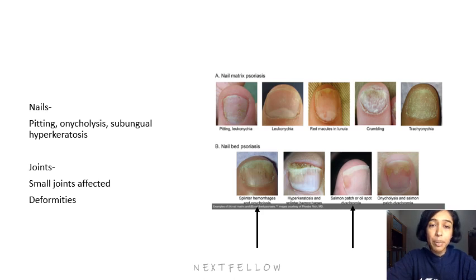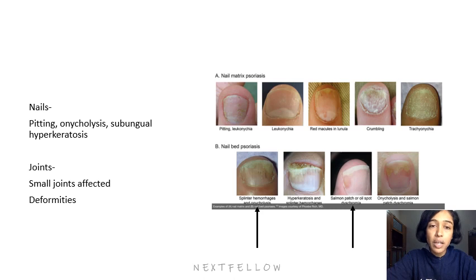Onycholysis, which means the separation of the distal nail plate from the nail bed. Splinter hemorrhages, which are seen as linear red streaks through the nail plate, and salmon patch, which is another typical psoriatic lesion. It's a pinkish colored oval patch on the nail.